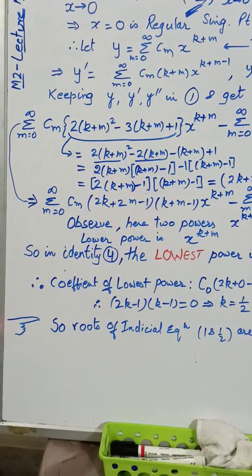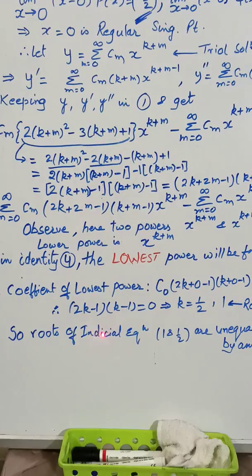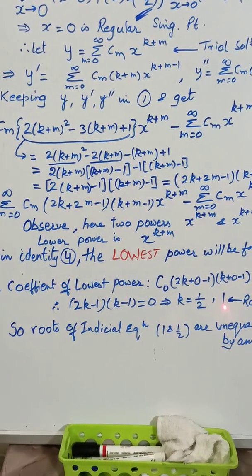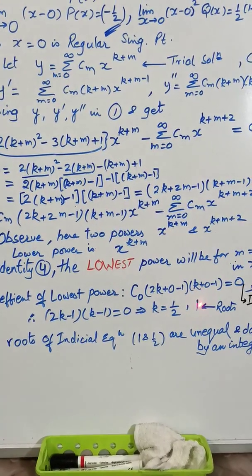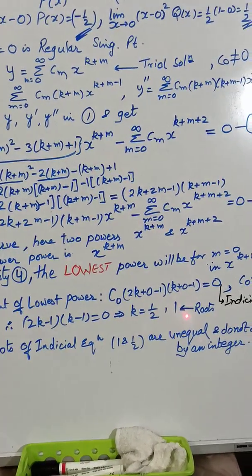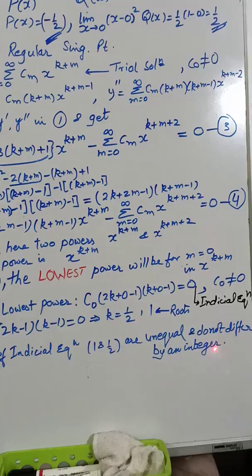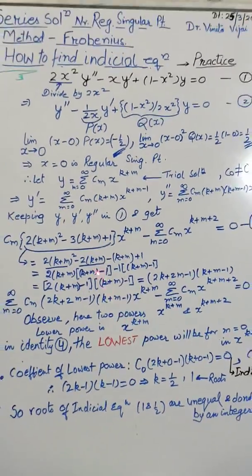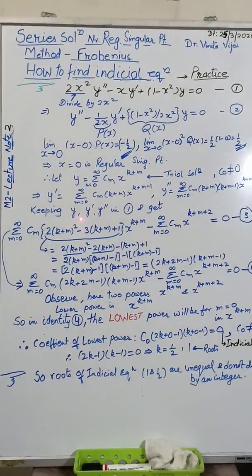Now one thing that you have to observe: are the roots of the indicial equation equal or unequal? They are unequal. And what is the difference? Is it an integer or not an integer? So the difference is not an integer. They do not differ by an integer. So this way we find the indicial equation.